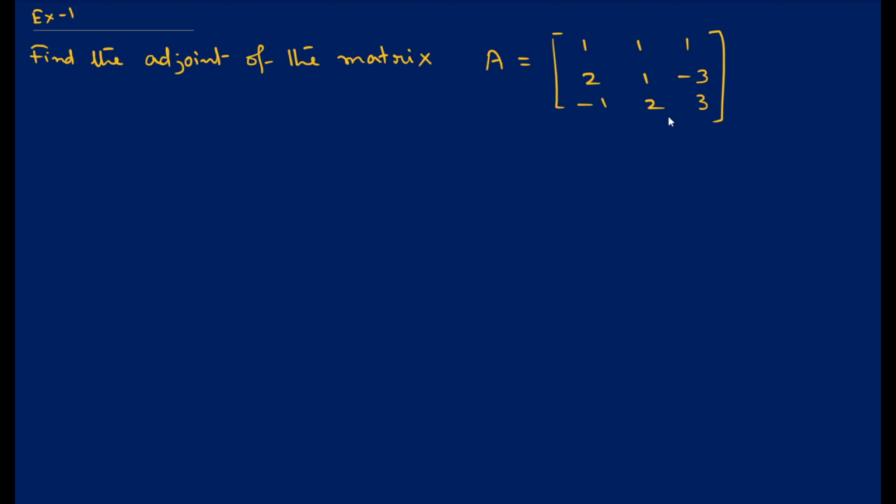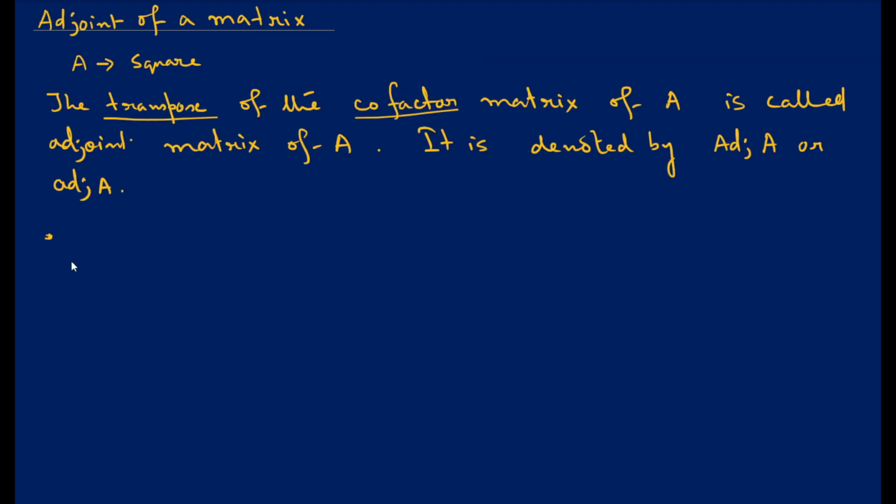This is a 3 by 3 matrix, but you can also take a 2 by 2 matrix. Suppose capital A equals A, B, C, D. To find the adjoint matrix, first we have to find the cofactors A11, A12, A21 and A22. We already know how to find the cofactors from our last lecture.